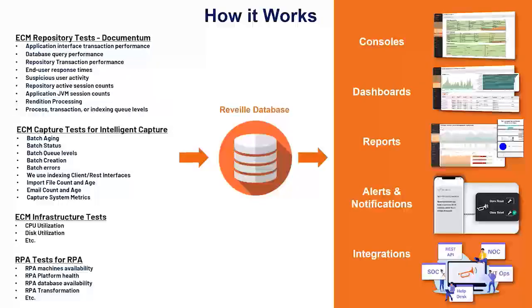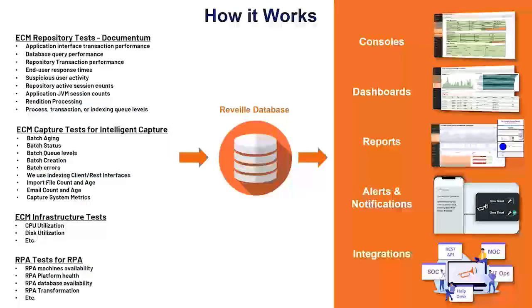At the highest level, how this all works is as follows. Reveille has a series of out-of-the-box tests. For Documentum, it has approximately 100 out-of-the-box tests that go against the internals of Documentum and the application stack. Things like application interface transaction performance, database query performance, repository active counts, application JVM session counts, all that information that you need to manage that Documentum environment. We pull all that information back to a Reveille database. And once it's in our database, we can do multiple things.